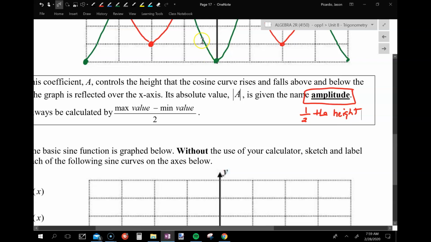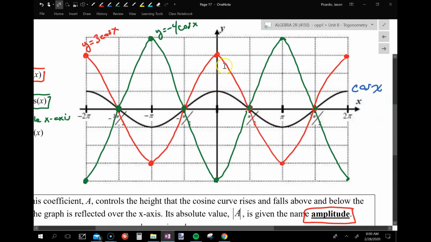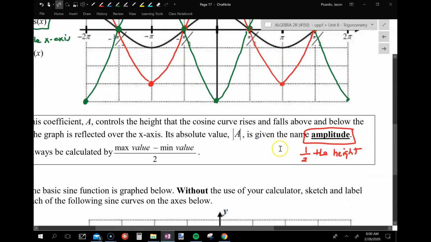So if I asked you, how tall is the red graph? Well, when I ask you how tall you are, you measure you from your feet to your head, right? Well, how tall is the red graph? The lowest point is -3. The highest point is +3. So the red graph is 6 units tall. But the amplitude is half the height. So what's the amplitude? 3, okay?